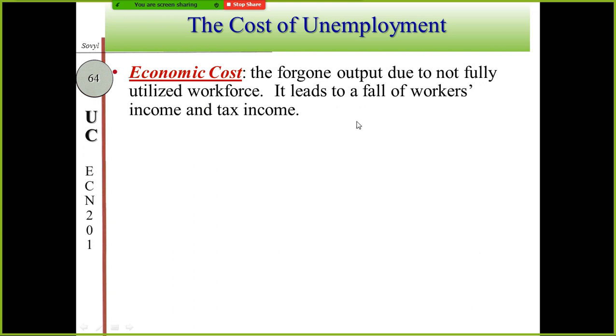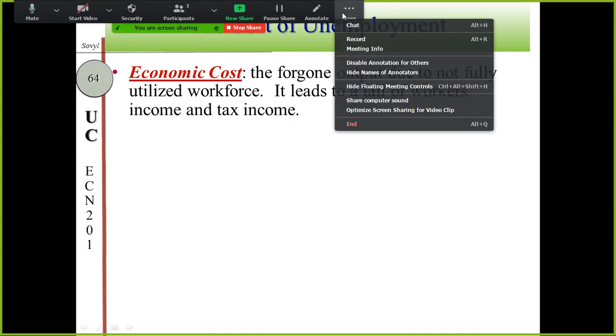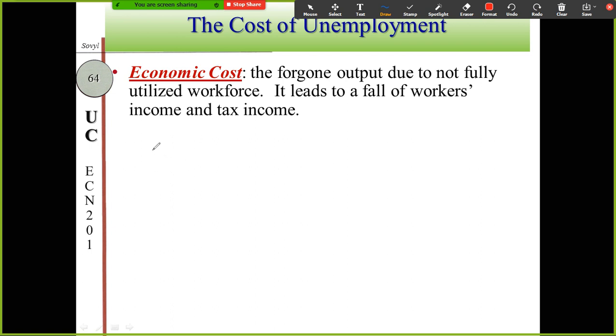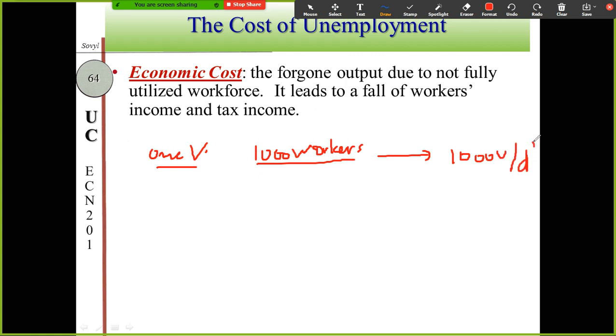This leads to a fall in workers' income and tax income. Let me give an example. One village has 1,000 workers. If the 1,000 workers go to work, they can produce 1,000 units per day. So this village will have 1,000 units of goods to consume per day. And if they take them to sell to other villages, they will get income, workers' income.